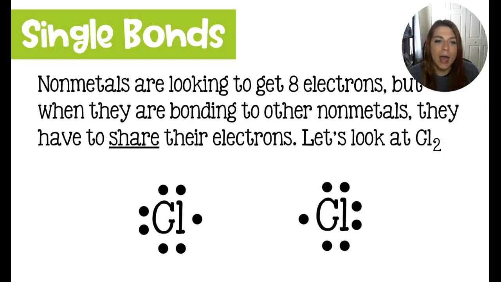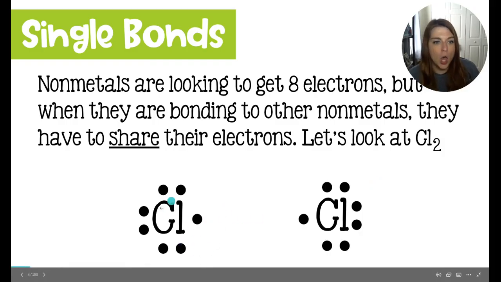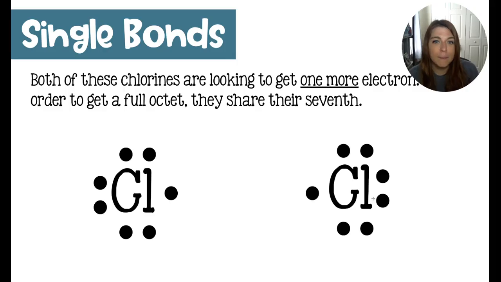So we're going to look at 2 chlorines that are going to share electrons. If you find chlorine on the periodic table, chlorine is a member of group 17, meaning it has 7 valence electrons. If we were to draw the atomic Lewis structure for chlorine, it would look like this. Chlorine and 7 dots for 7 valence electrons. Well, this chlorine also has 7 dots and 7 valence electrons.